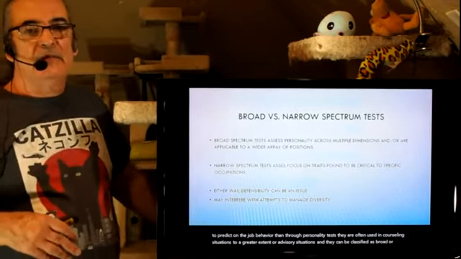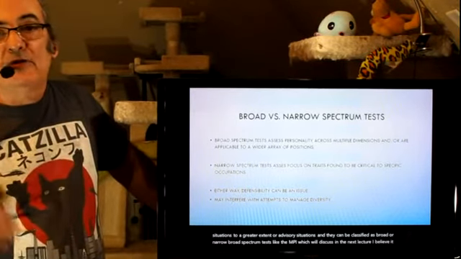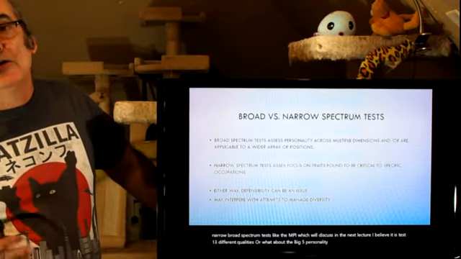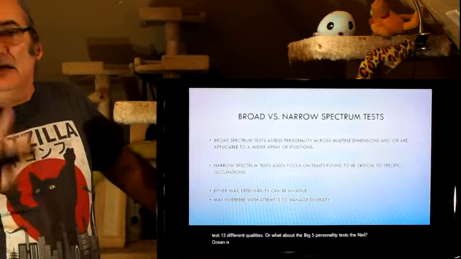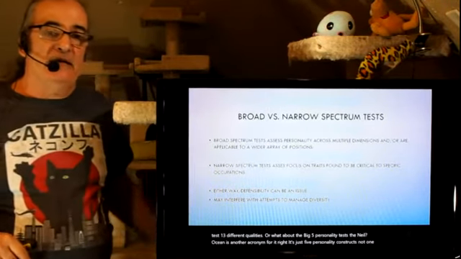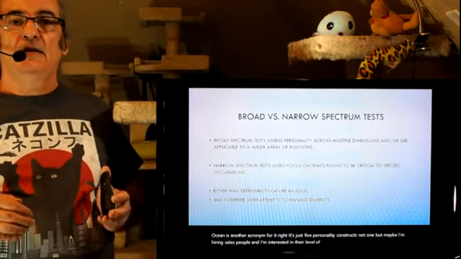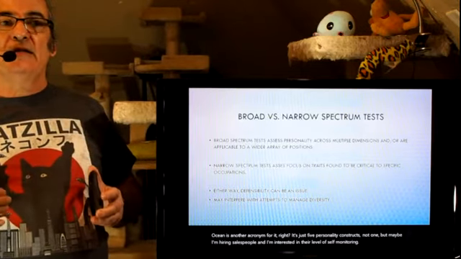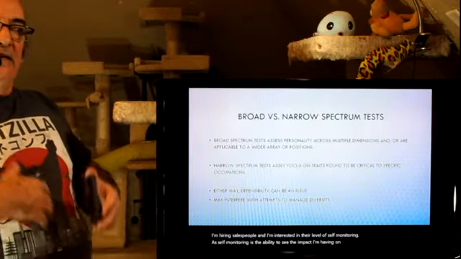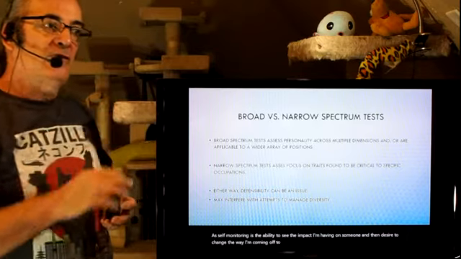Broad spectrum tests like the MMPI, which we'll discuss in the next lecture, I believe, test 13 different qualities. Or what about the Big Five personality test, the NEO? OCEAN is another acronym for it, right? That tests 5 personality constructs, not one. But maybe I'm hiring salespeople and I'm interested in their level of self-monitoring. And self-monitoring is the ability to see the impact I'm having on someone and then the desire to change the way I'm coming off to them, to change the way they're responding.